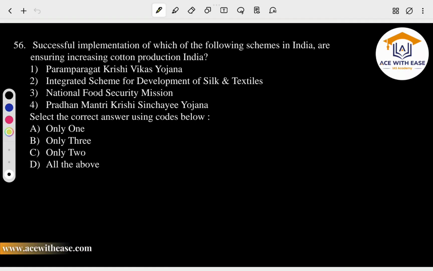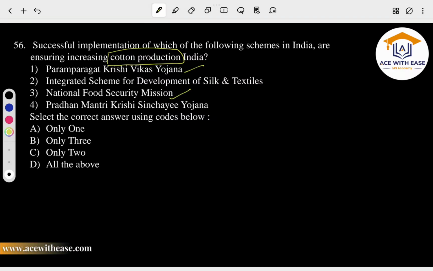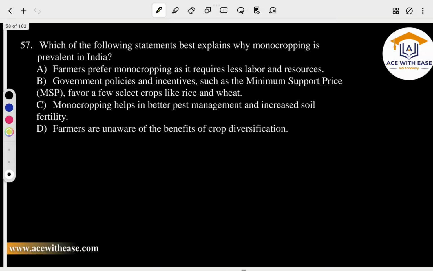56. Which of the following are used for improving cotton production? We have Paramparagat Krishi Vikas Yojana. Yes, it is regarding improving cotton. The National Food Security Program also includes cotton. Pradhan Mantri Krishi Sinchai Yojana also supports cotton. But the Integrated Scheme for Development of Silk and Textile will not include cotton, but includes silk and other materials. So only 3 statements are correct.